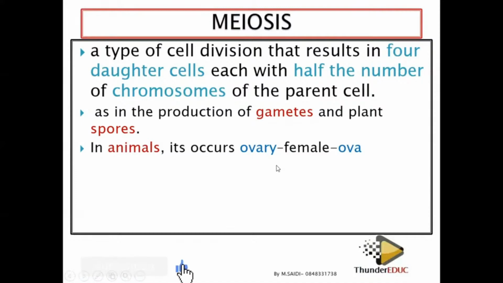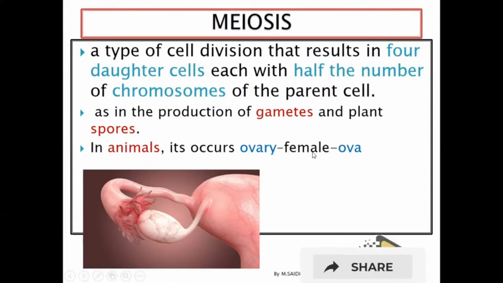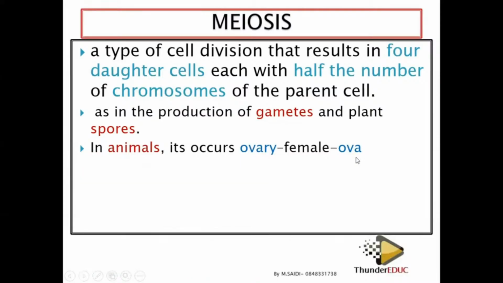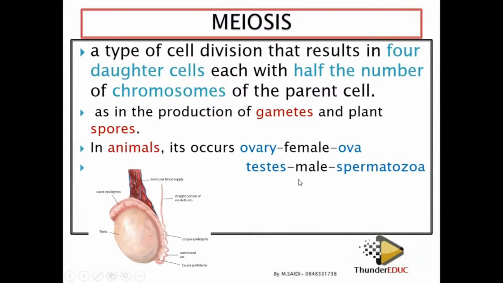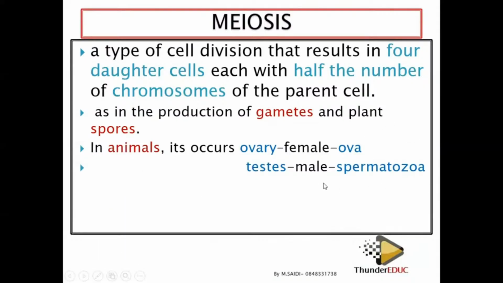In humans or in animals, ovaries are basically found in females, and these ovaries produce what you call the ova. So the reproductive cells in the females, we call them ova. If it's one, it's called the ovum. If there are many, we call them ova. And in males, it occurs in the testes. And in the testes, the cells which are being produced, we call them spermatozoa.